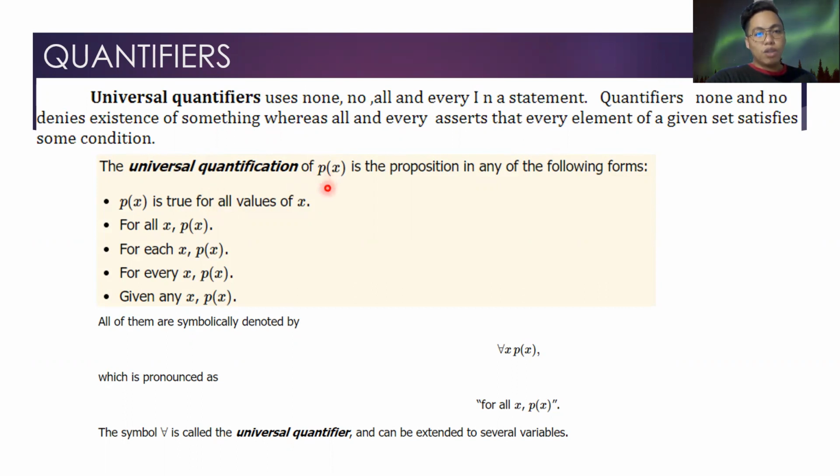An example of universal quantification of P of x is a proposition in any of the following forms: P of x is true for all x, P of x; for each x, P of x; for every x, P of x; given any x, P of x. All of these propositions are symbolically denoted as for all x, P of x. This symbol, the inverted A, means for all. It denotes universal quantification. Universal quantification can be extended to several variables.